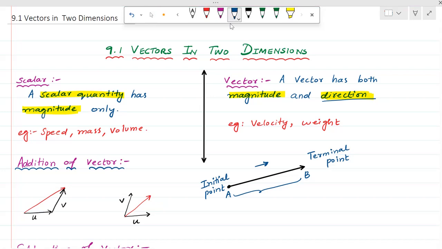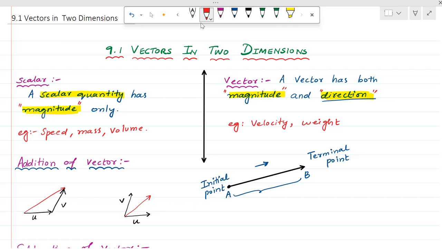In this video, we are going to discuss vectors in two dimensions. First of all, we have to discuss scalar and vector. What is the difference between a scalar and a vector? A scalar has only a magnitude, whereas a vector has a magnitude as well as a direction. So this is an example: speed we consider a scalar, whereas velocity is a vector. It will include the direction.